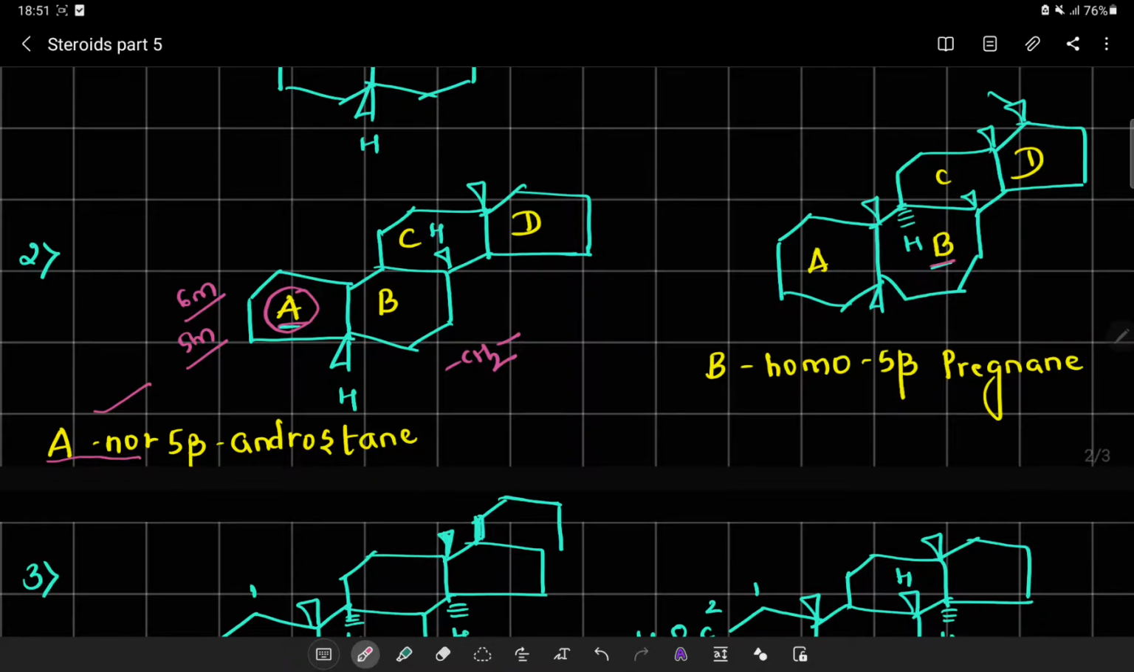Now if I observe ring B in this particular example, instead of a 6-membered ring, I am getting a 7-membered system. Hence, it has to be given as B-homo. That means a 7-membered ring, that is an increase in the CH2 group. Here in this case, it is a decrease in the CH2 group. Here in this case, it is an increase in the CH2 group. And hence, homo nomenclature has been given. If there is a decrease in the CH2, nor is given. If there is an increase in the CH2, homo system is given.